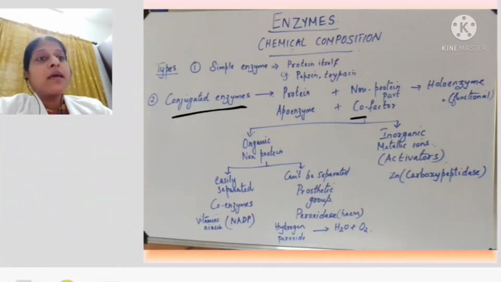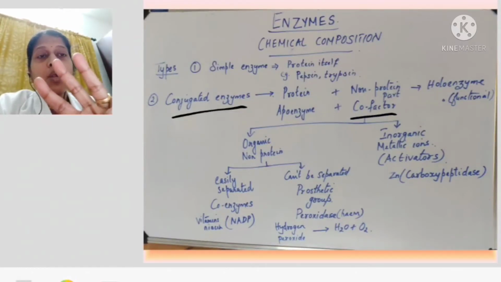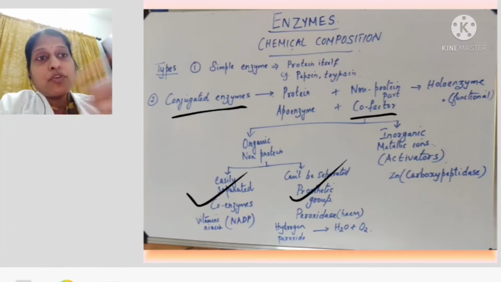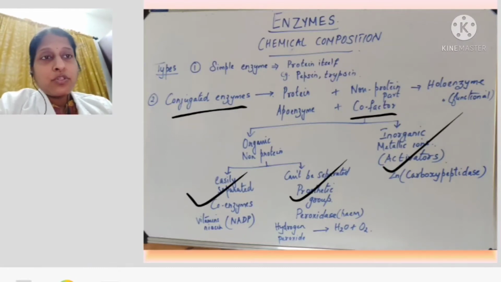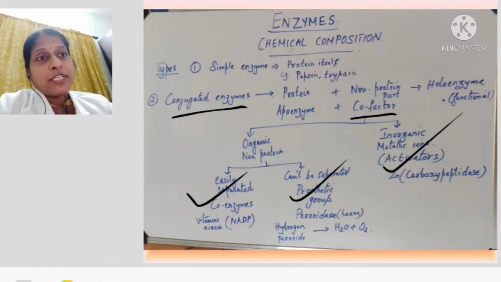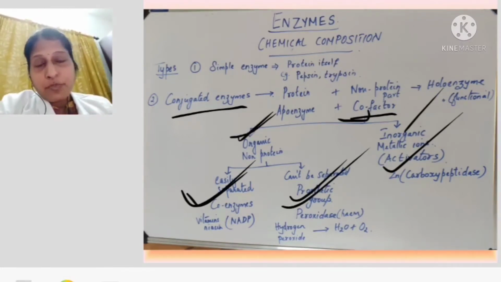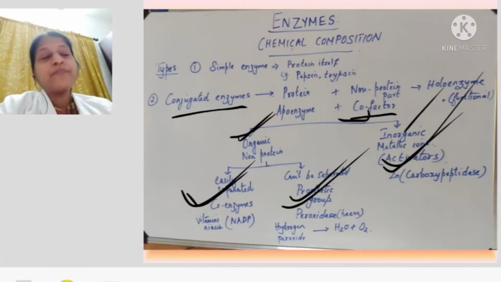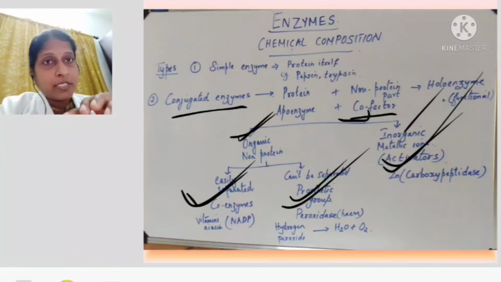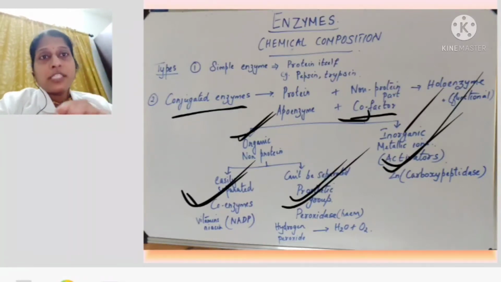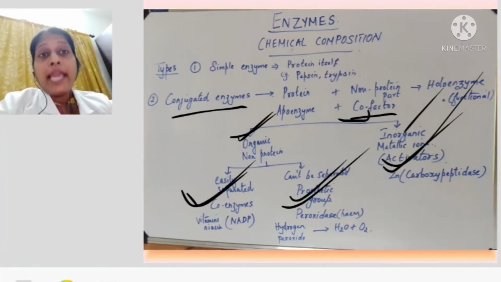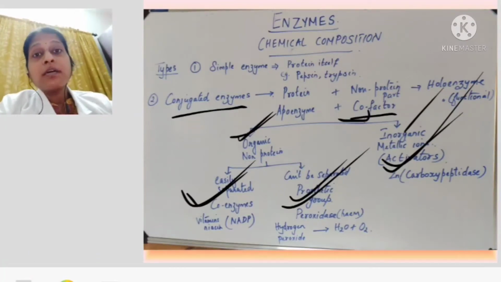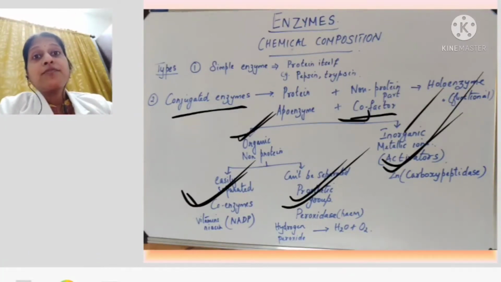So name the cofactors if they ask. Three cofactors you are learning. What are they? One is your coenzyme, second one is your prosthetic group, and third one is your activators, or inorganic metallic ions, that also you can say. This cofactor can be divided into two: organic and inorganic. Organic has two: one is coenzyme, second one is prosthetic group. Inorganic is metallic ions, otherwise referred to as activators. These examples you have to just learn, and you should understand what it is. So this is the chemical composition of the enzyme.